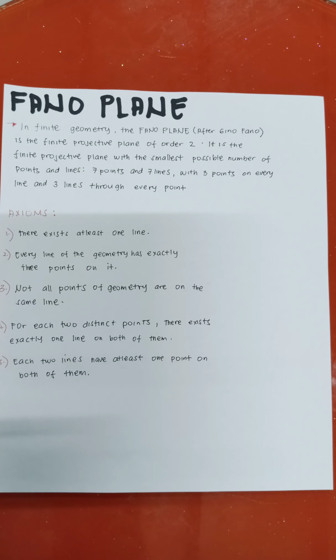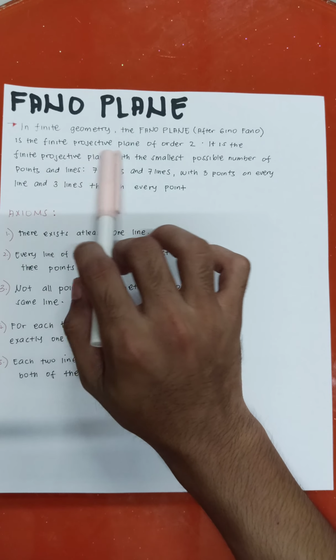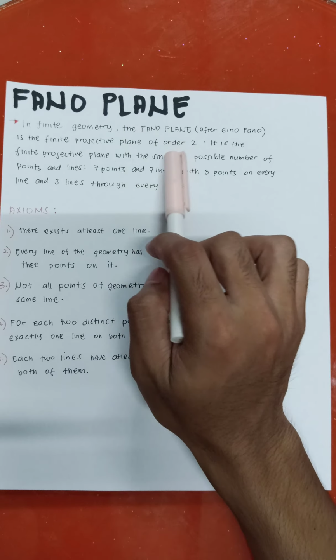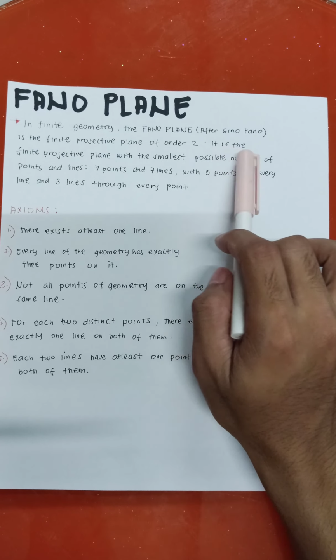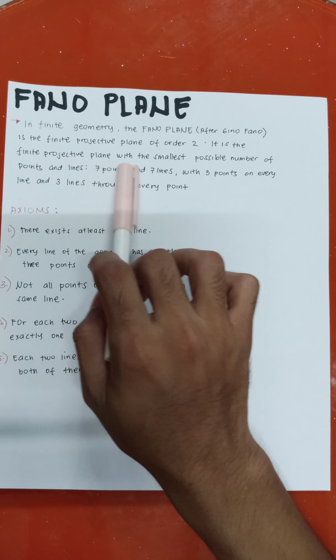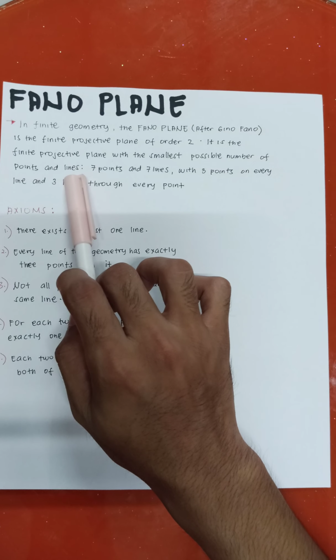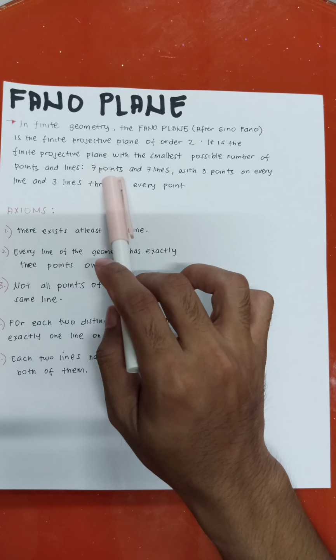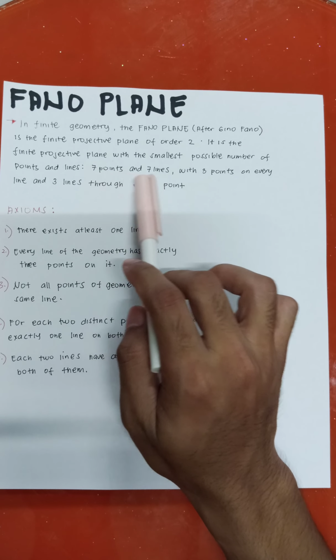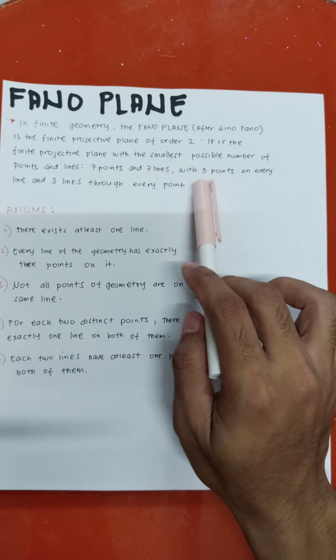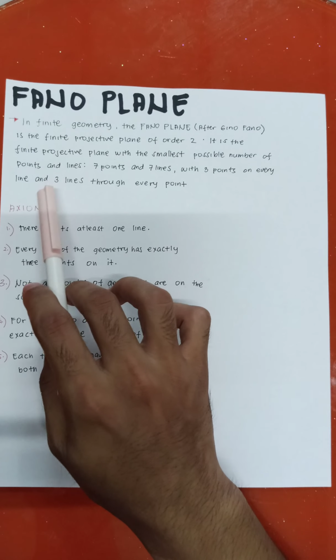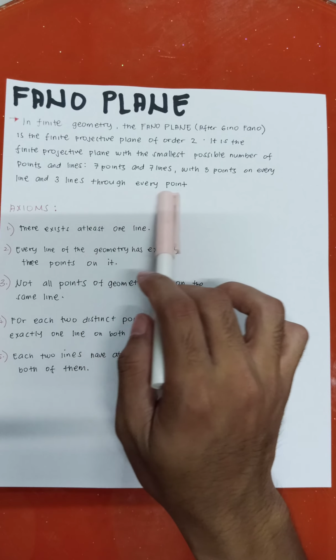Fano Plane in finite geometry. The Fano Plane was named after Gino Fano. It's the finite projective plane of order 2. It is the finite projective plane with the smallest possible number of points and lines, which consists of 7 points and 7 lines with 3 points in every line and 3 lines to every point.